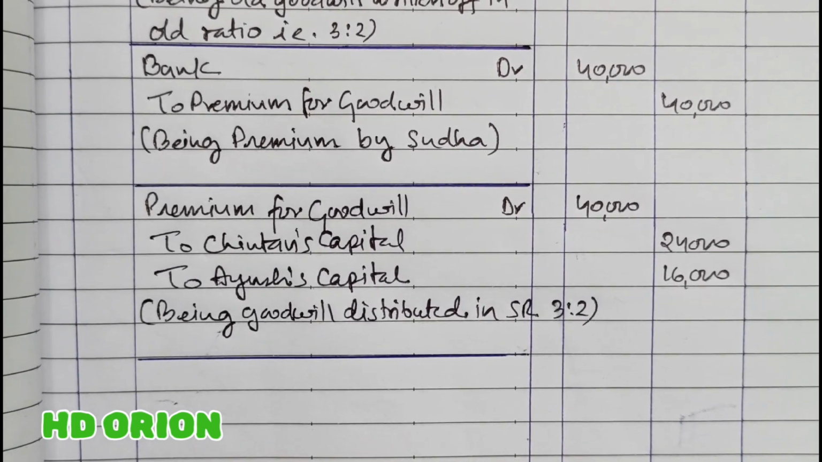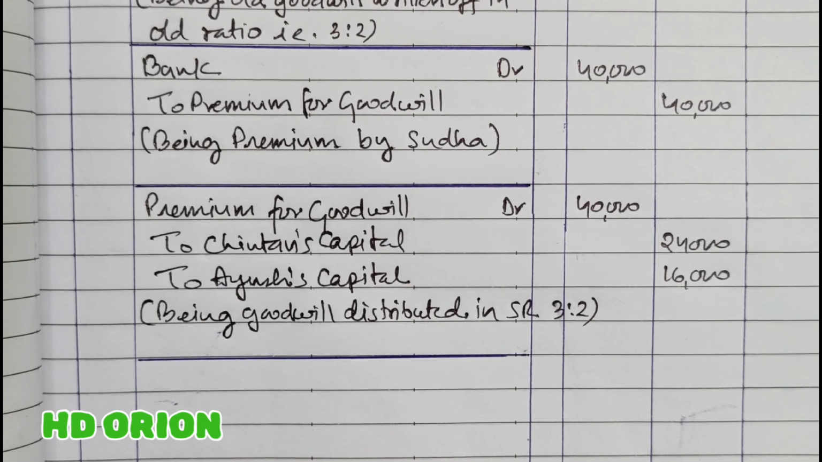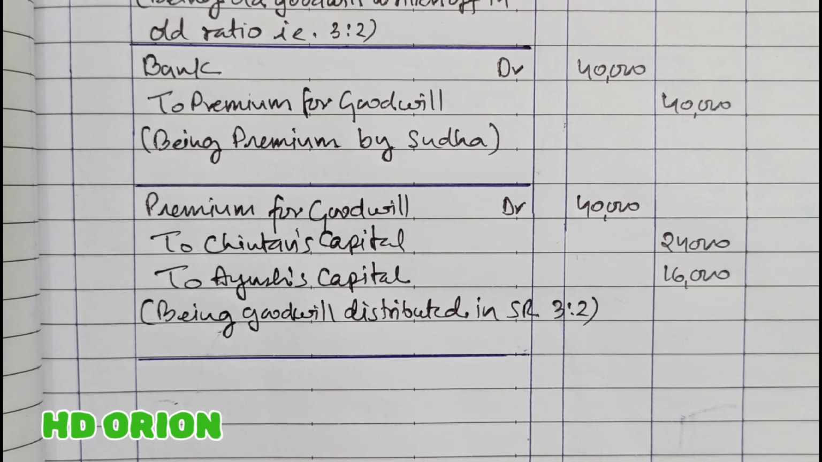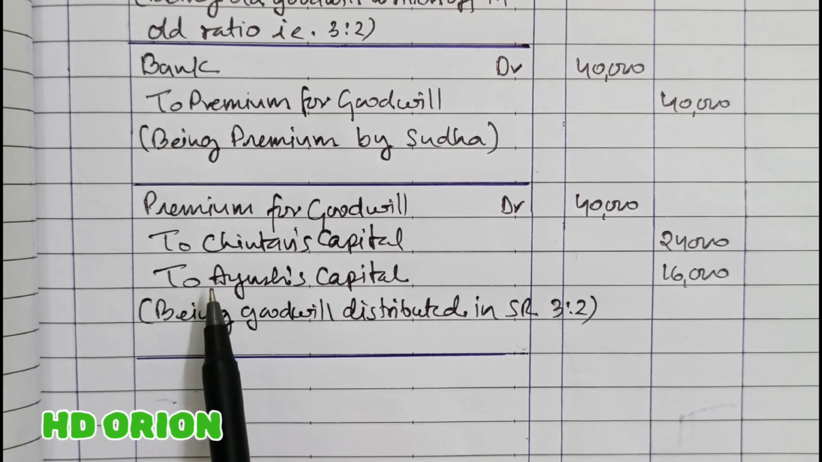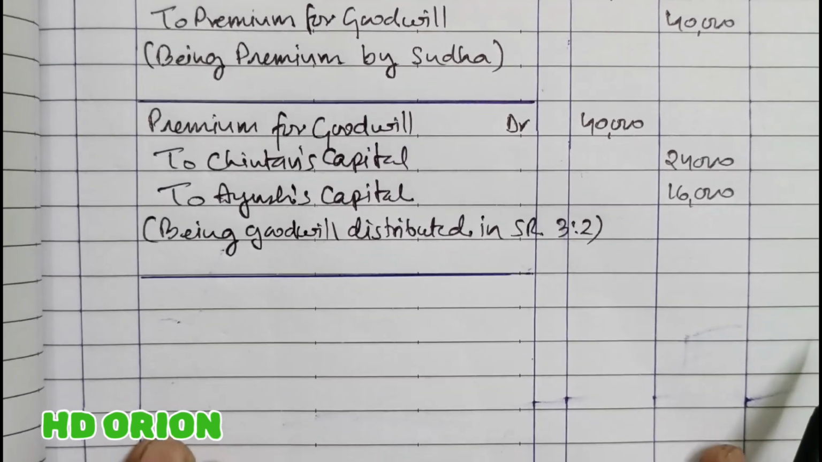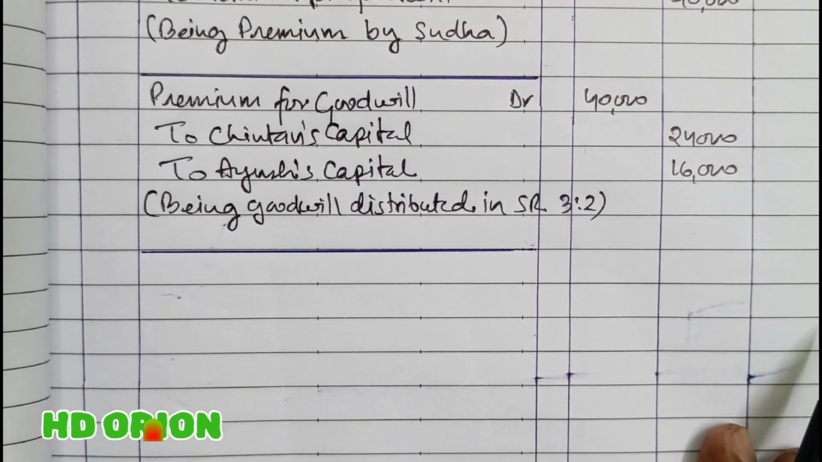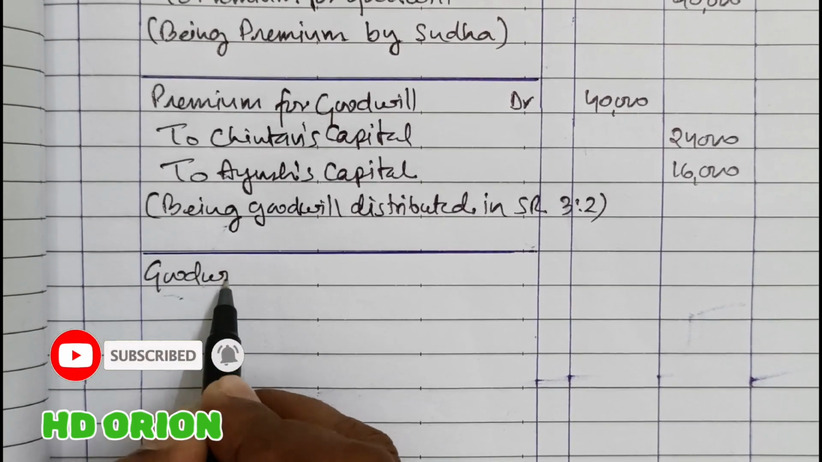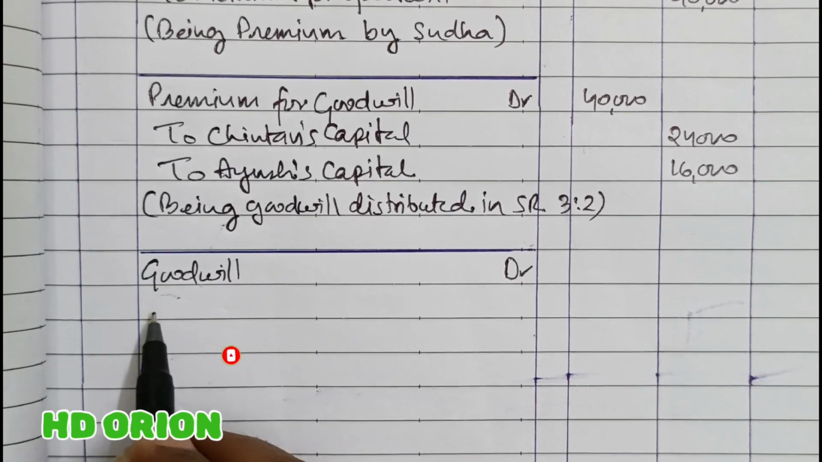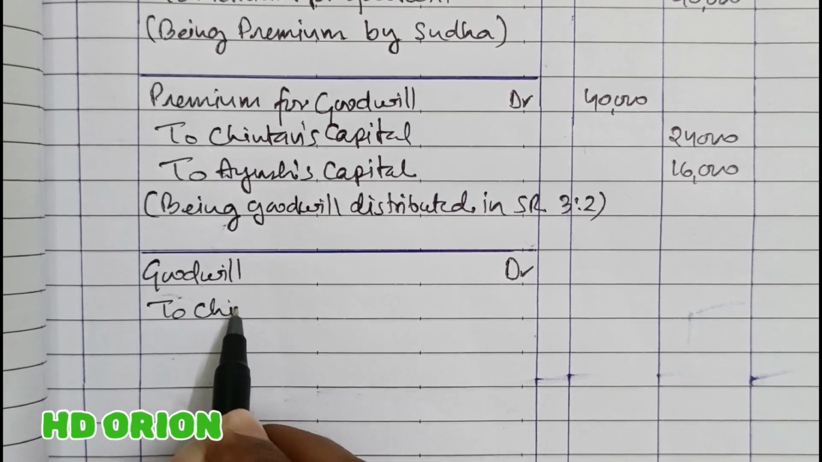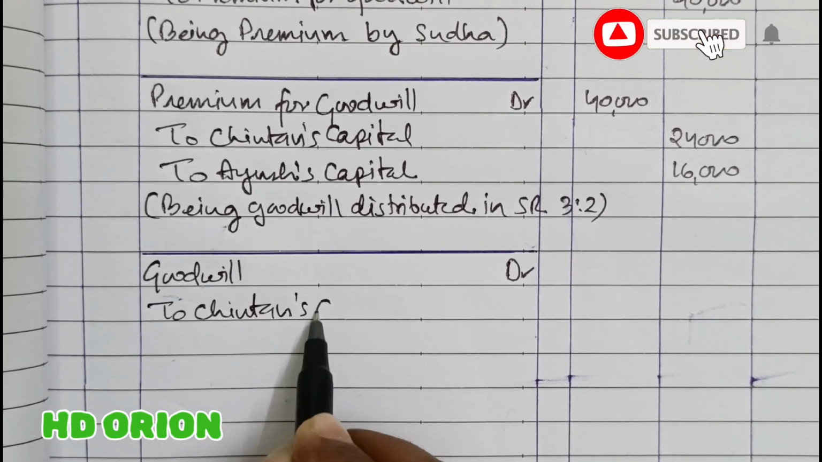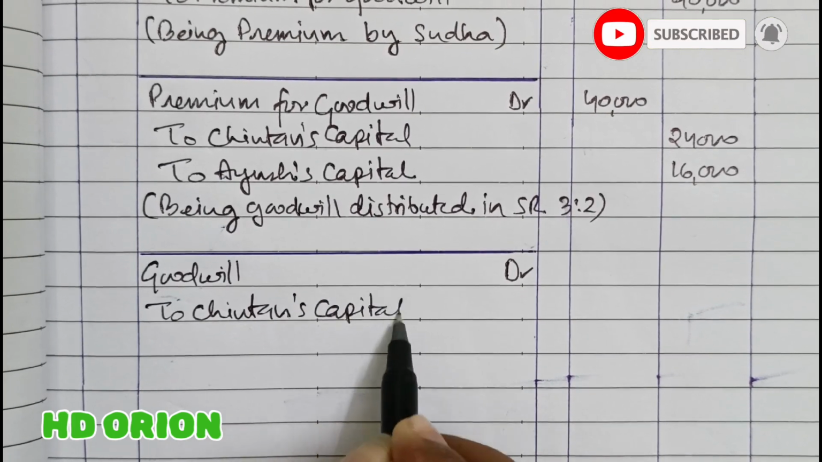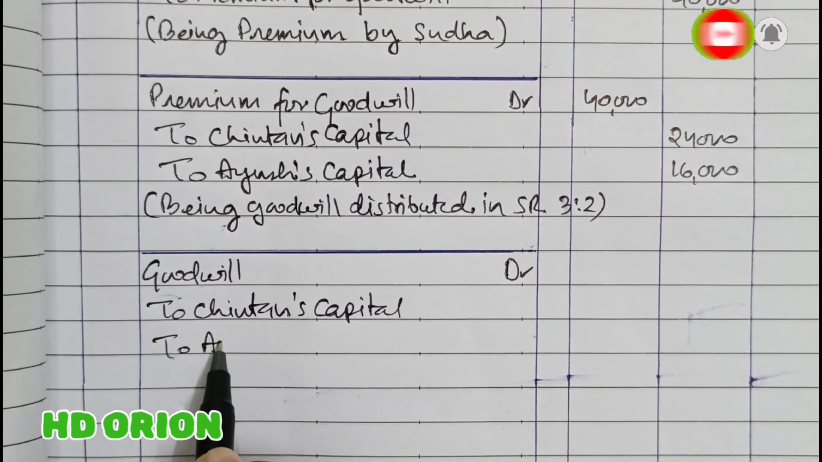Now the new partner was supposed to bring 70,000 as premium for goodwill, but he brought only 40,000. So for the remaining 30,000, we will raise the goodwill and we will write it off, raising the goodwill in old ratio. For that, goodwill account will be debited. So goodwill account debited to Chintan and to Ayush.